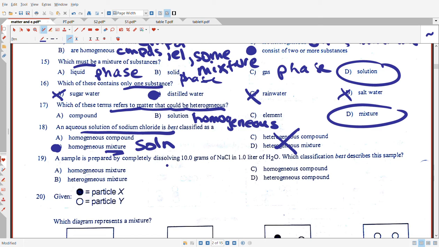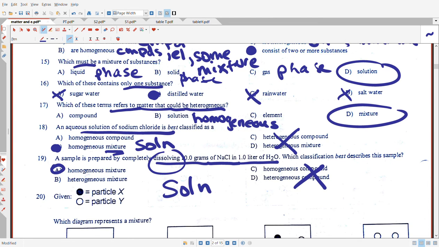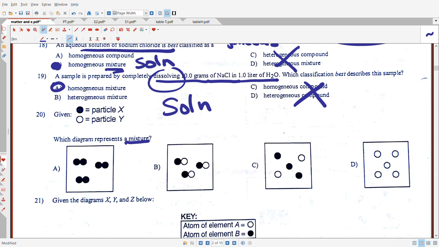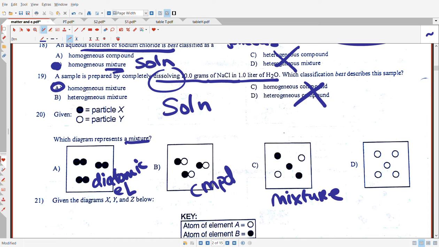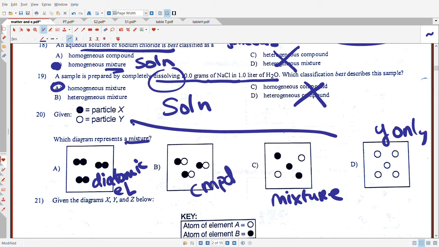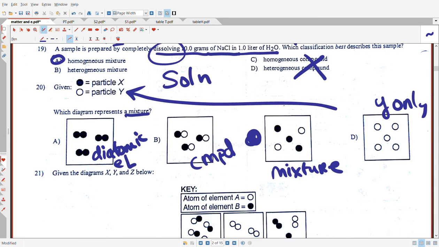Here's another one. A sample is prepared. You dissolve 10 grams of salt in water. So because it's dissolving, we know it's a solution. Solutions are not compounds. They're homogeneous mixtures. Okay, here we want a mixture. There's particle X, there's particle Y represented by a white dot. This is a diatomic element. This is a compound because it's two or more different things stuck together. This is a mixture of a black dot and white dot, so it's particle X and particle Y, and this is Y only according to this diagram over here. So we have our answer.